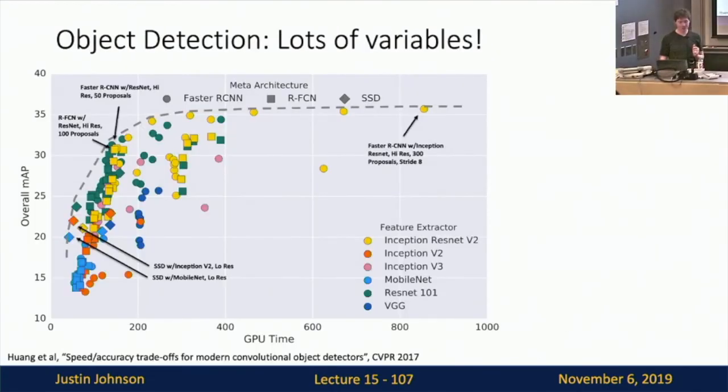Okay, so basically object detection is really, really complicated. And there are a lot of different choices that you need to make when doing object detection, right? You've got these different meta algorithms, like Faster R-CNN, which is a two-stage method. You've got single-stage methods like SSD, and you've got hybrid approaches like R-FCN that we didn't have time to talk about. So that's one major choice you need to make when doing object detection.